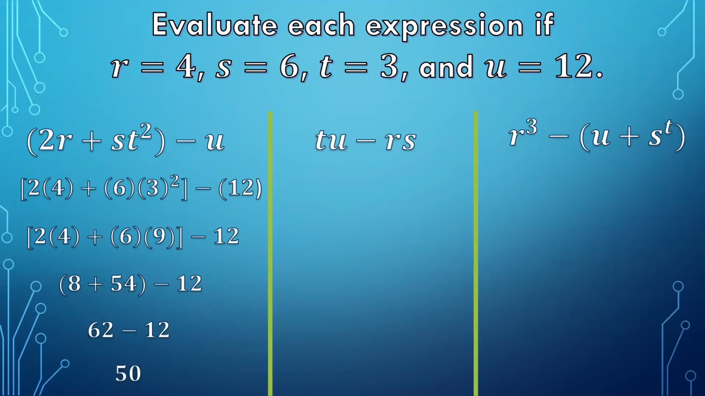Okay, you should have replaced your variables with their values. Now this one's a little more straightforward. I'd multiply both first. Then I'd have 36 minus 24, which is 12. That one was an easy one we threw in there.